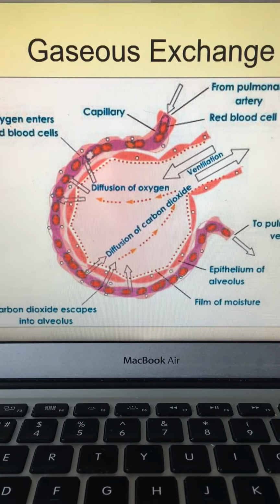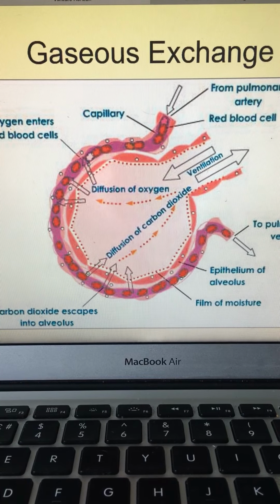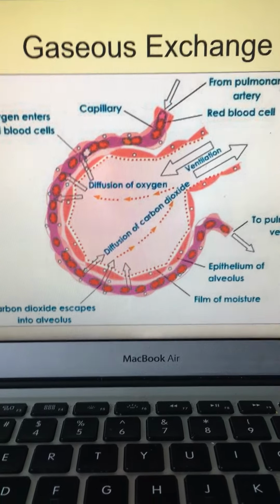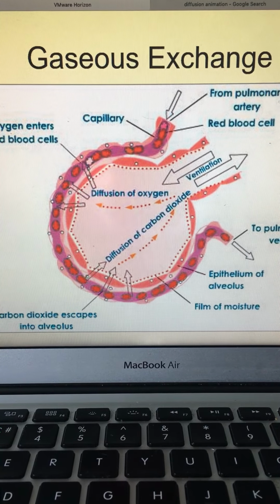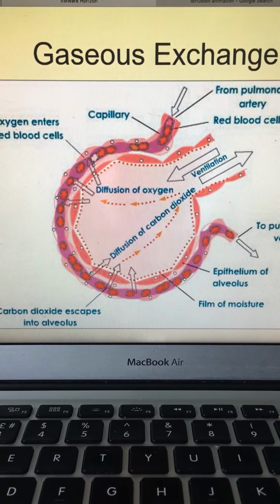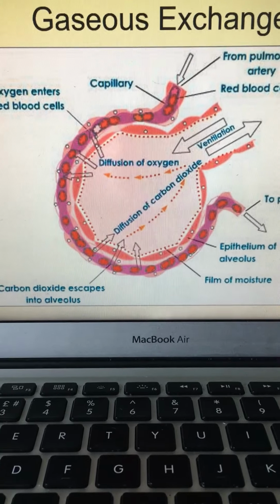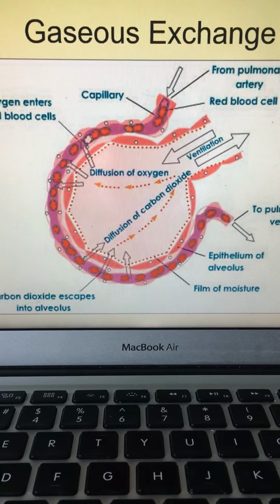And so what we need for diffusion to occur is a pressure gradient. We need to have a difference in pressure from one side to the other. So again, a difference in concentration. And gases will move, like most things in nature, looking for balance, equilibrium, to be the same on both sides. So gases will diffuse from an area of high partial pressure to an area of low partial pressure, from where there are lots to where there is little.